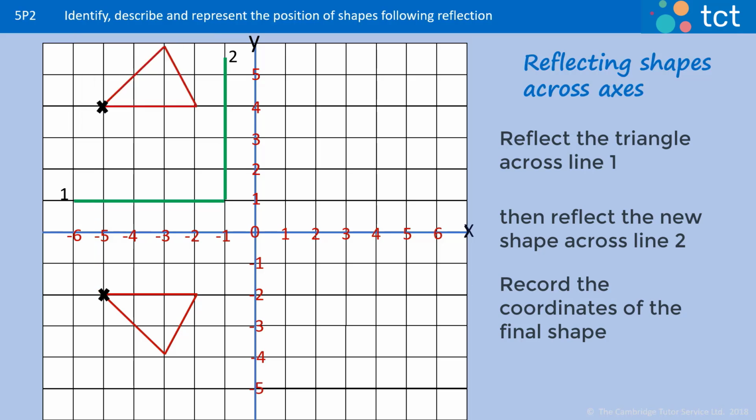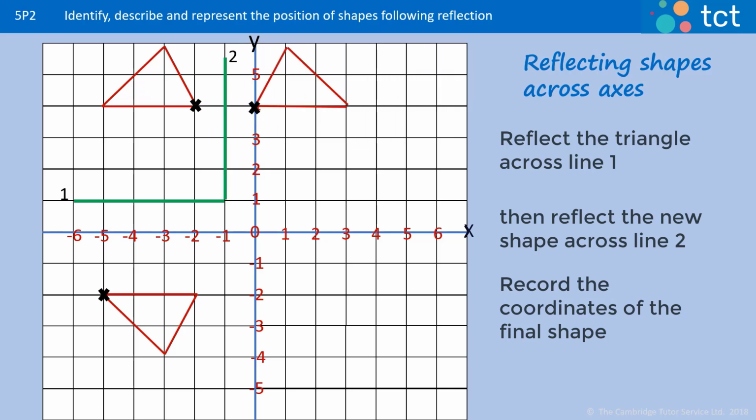Now I have that triangle, I'm going to reflect it across line 2. I'm going to do the same thing, trace it. Now I'm going to use a different point. I'm going to use this point here and move it over, flip it round, and then look at where that point is, how many away it is from the line of symmetry, and it's 1 square away. So my reflected shape, that point, will also be 1 square away from the line of symmetry. So my shape goes there.